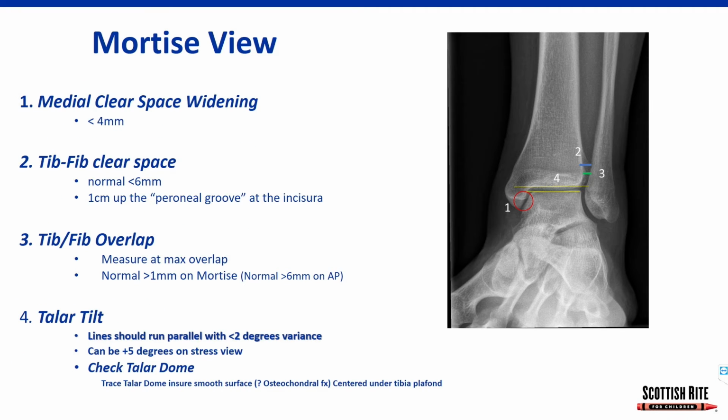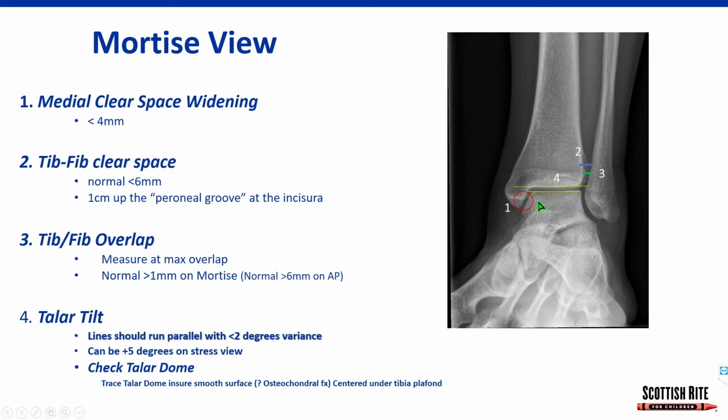Moving on to our mortise view. So the medial clear space, again, we want to evaluate there first. This should be less than 4. The tib-fib clear space, again, the normal should be less than 5 to 6. And then, again, you measure up that peroneal groove right up here, about 1 centimeter. That tib-fib clear space here, number 3. And then 4, again, looking at that talar dome and the talar tilt there, these should be parallel coming across.